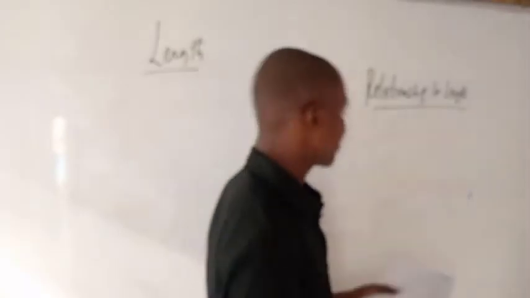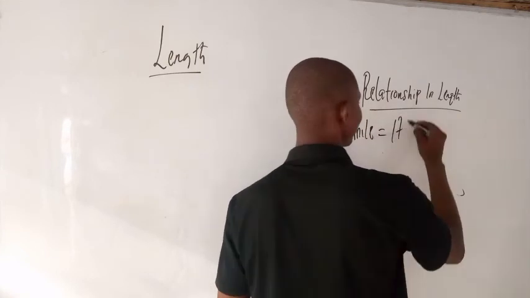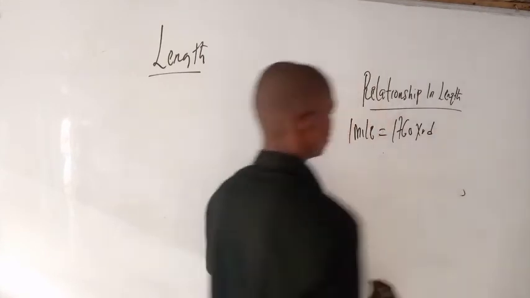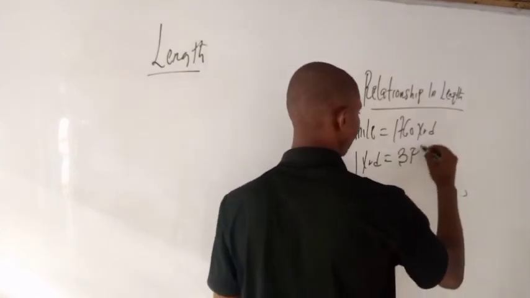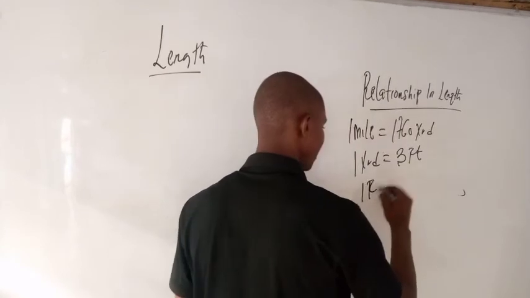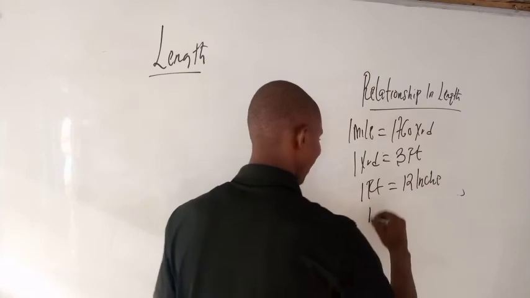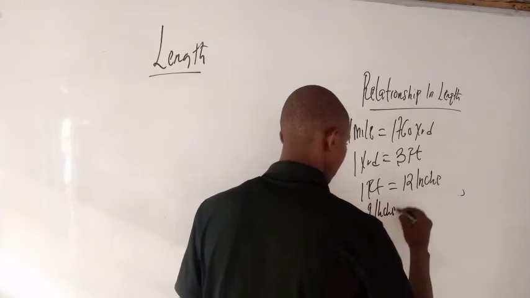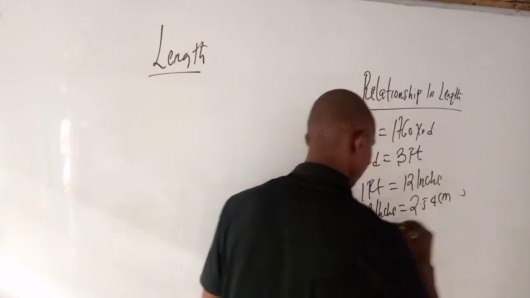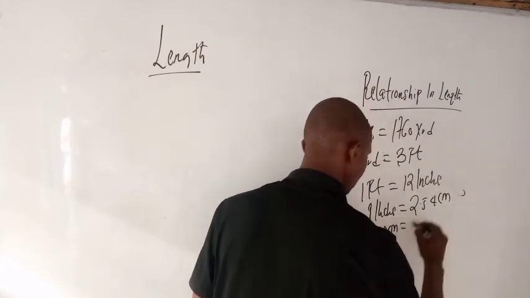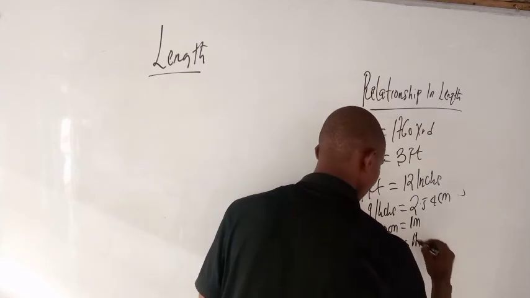So, relationship in length. Here we have: 1 mile equals 1760 yards. 1 yard equals 3 feet. 1 foot equals 12 inches. 1 inch equals 2.54 centimeters. 100 centimeters equals 1 meter. 1000 meters equals 1 kilometer.